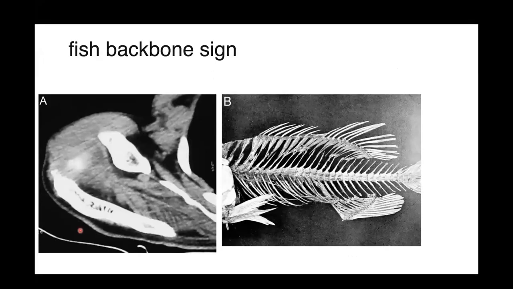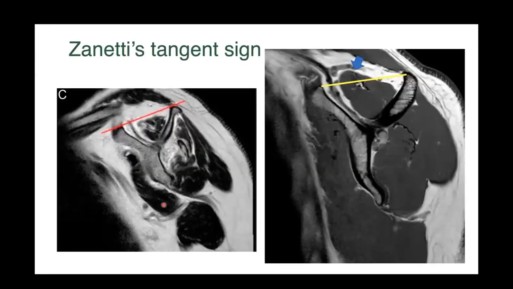Next is a CT-based sign. Again, it is seen in fatty infiltration of the supraspinatus. You can see in the axial cut, this represents a fish backbone sign that is due to fatty infiltration, and it is seen in massive cuff tears. Next is the tangent sign. This is mainly used to identify muscle atrophy.